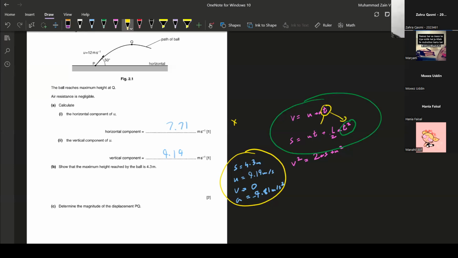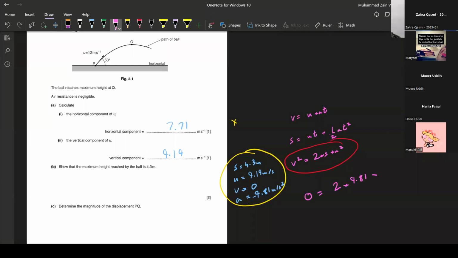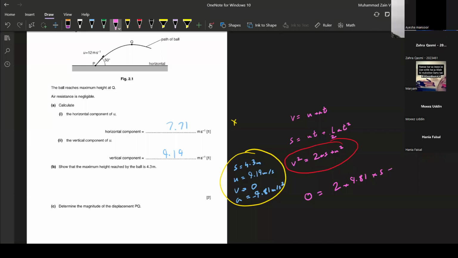I could show this in this way as well, but it's a 2 mark question, and this calculation would be very lengthy. So I just leave this formula and go with the next one. I go with this formula, and I know v square, which is 0, equals 2 times 9.81 times s, which I need to show, plus u square. U square is 9.19 whole square. When I rearrange this, and by the way, this would be negative, I get s.